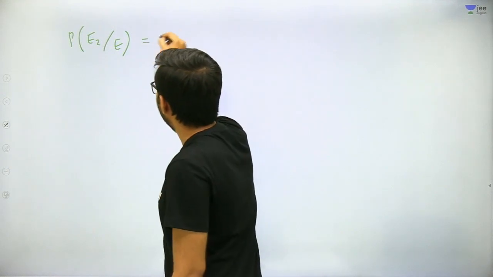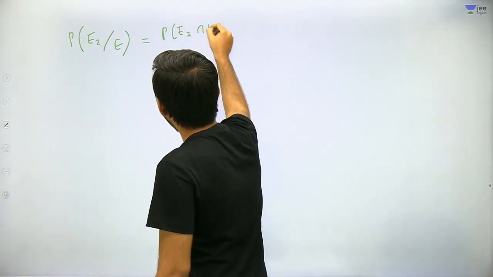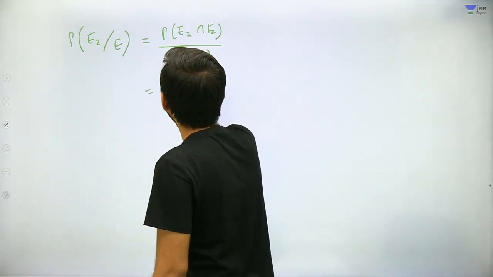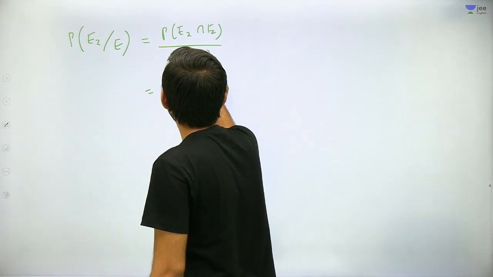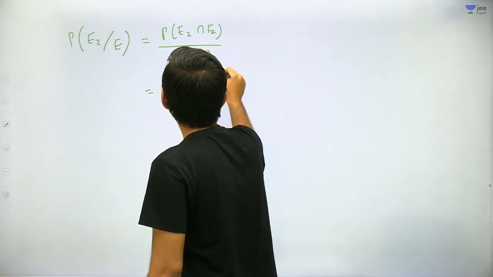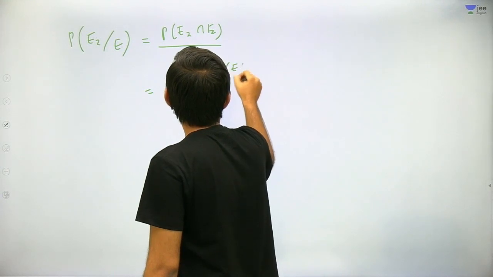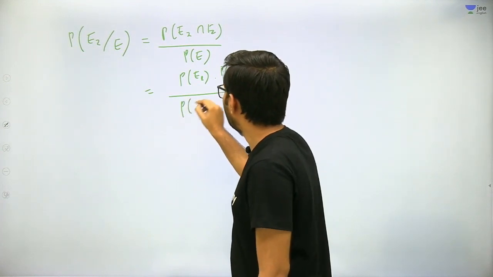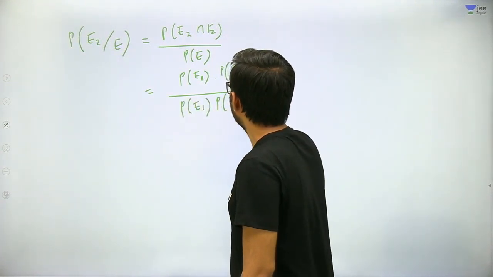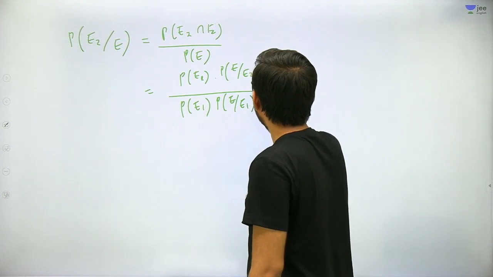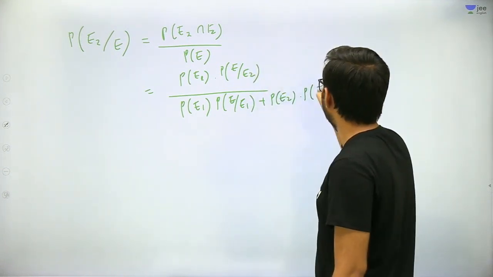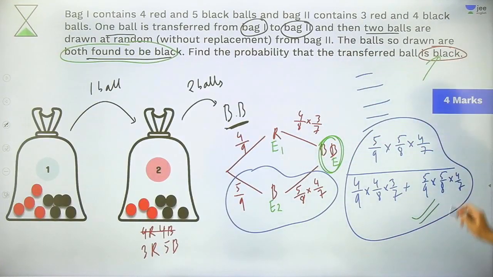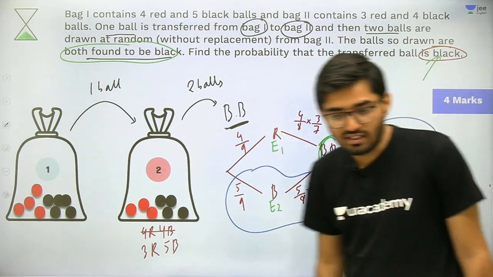What is the formula for this? It is P of E2 intersection E divided by P of E. The formula for E2 intersection E is probability of E2 multiplied by probability of E given E2. And P of E, the total probability, we can write as P of E1 into probability of E given E1 plus P of E2 into probability of E given E2. After this you can just substitute the values and you will get the answer.